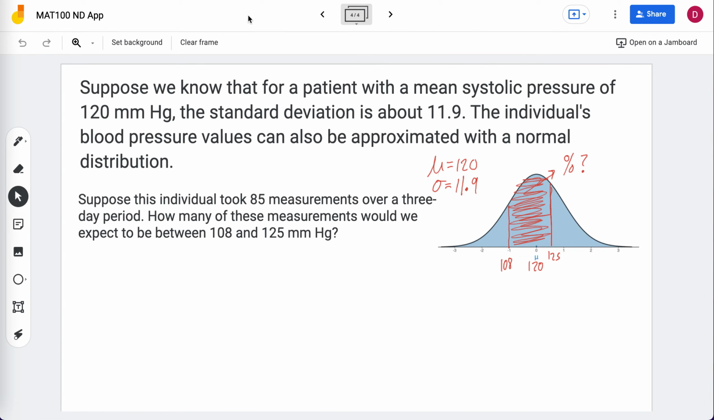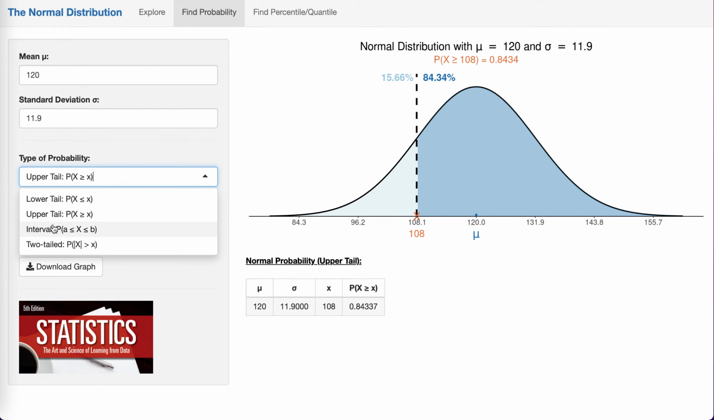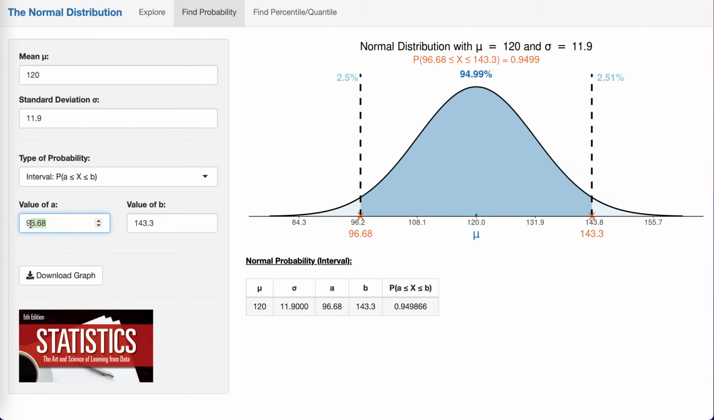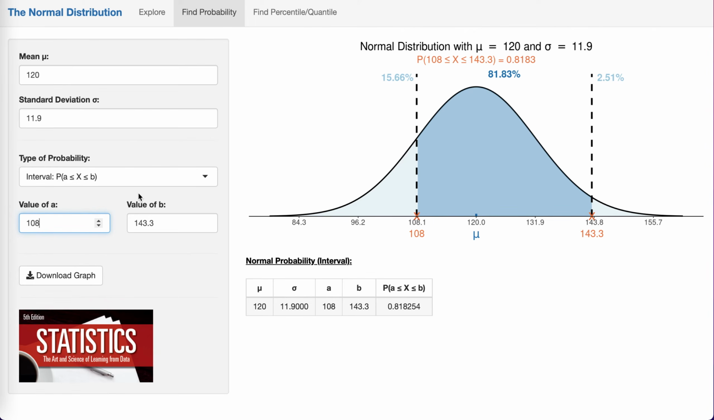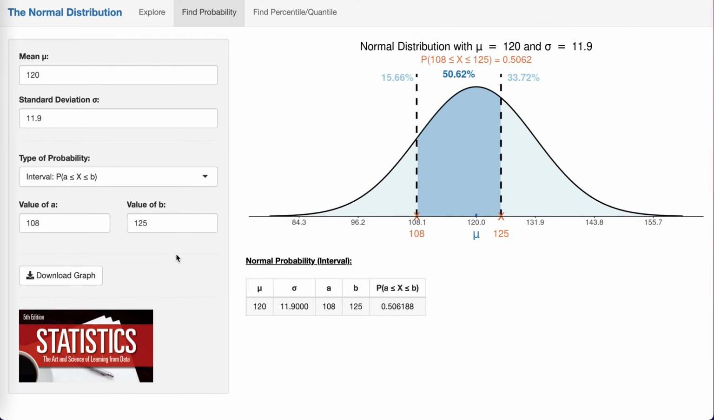So let's go ahead to our normal distribution calculator. We already have our mean and standard deviation. That's going to change when you're doing your homework or on a quiz. You're going to want to adjust those for the particular parameters of the problem. We are looking at an interval, a between calculation. And we want to know the values between 108. So I'll put 108 as my lower value for A, and my value for B is 125. And you will see that it matches exactly the picture that we drew.